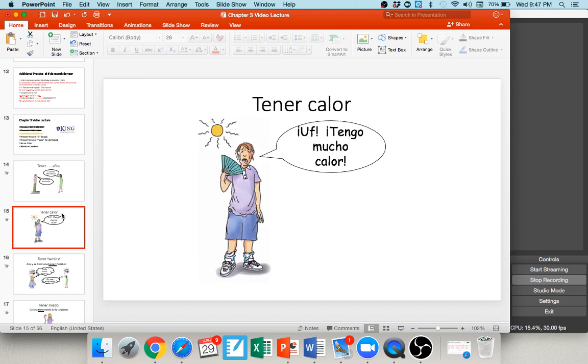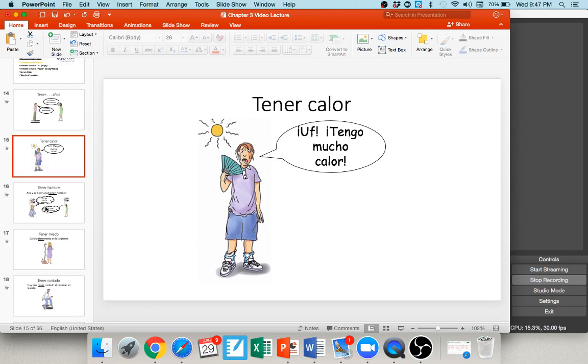Okay, another common expression here is tener calor. Oh man, so hace calor means it's hot, but tener calor means I'm hot. So you want to say expressing who has the heat. So literally, tener calor, to have heat. So this guy is fanning himself, the sun is shining, and he says, Uf, tengo mucho calor. Man, I am so hot right now. Tengo calor. That's how you feel if you're laying on the beach.